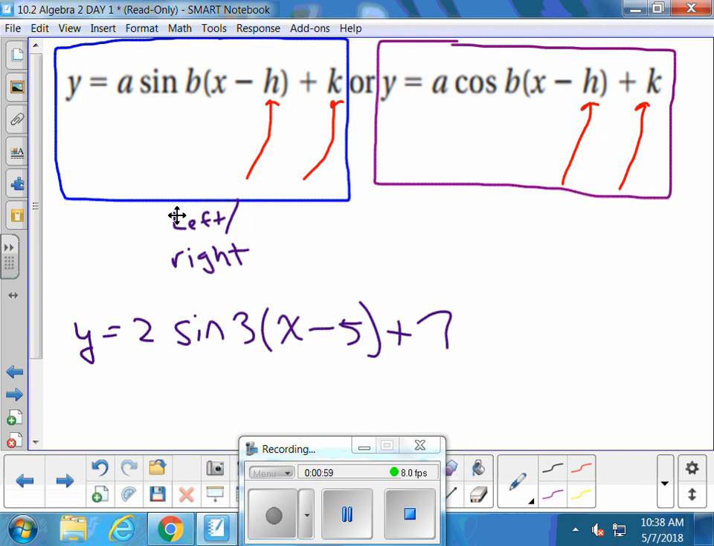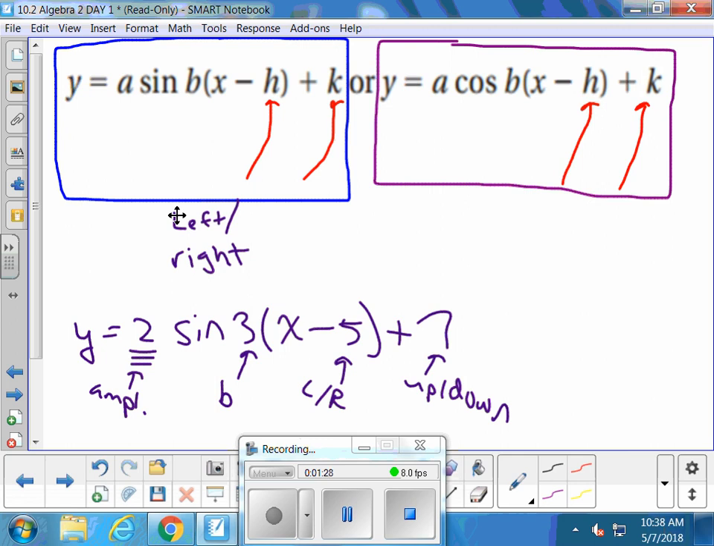Alright, so if you see that 5, the minus sign is part of the formula. So this would actually be a right 5 shift. Okay? And if you see the plus 7, that would be an up 7 shift. So that's your left-right, and that's your up-down. And then your A will affect the amplitude, just like it did last Thursday. And that's going to be your B value, which will help you figure out your period.